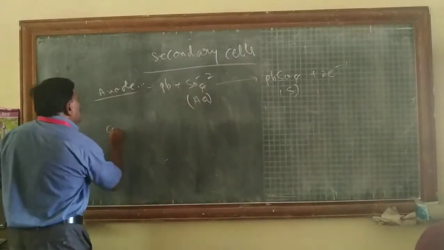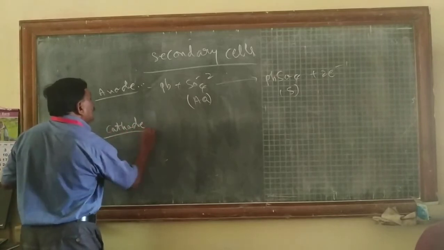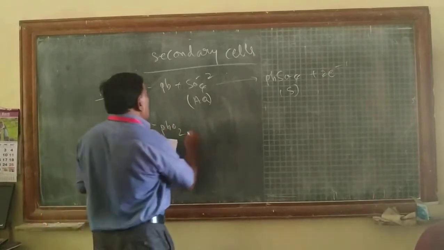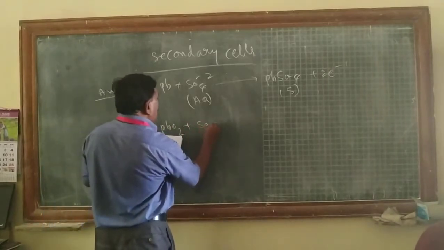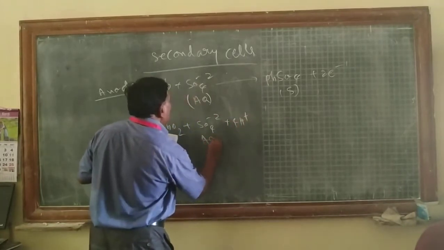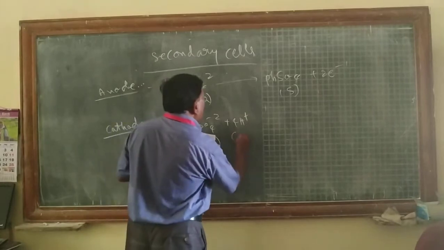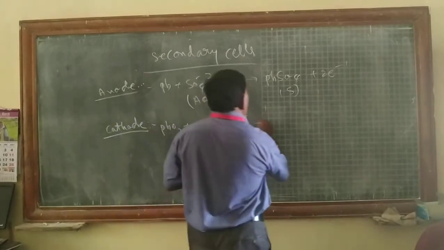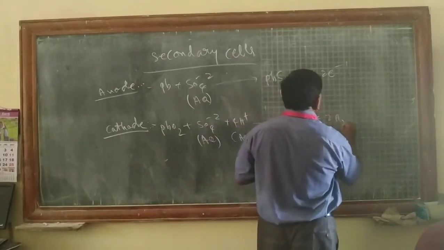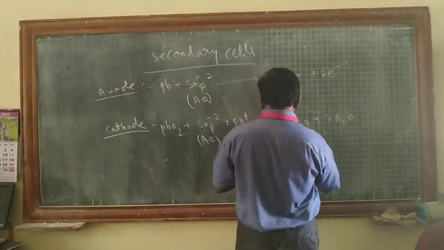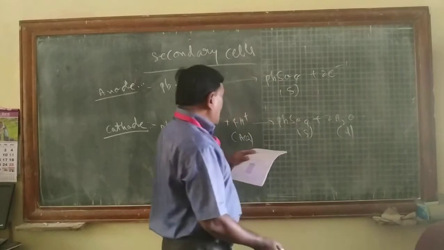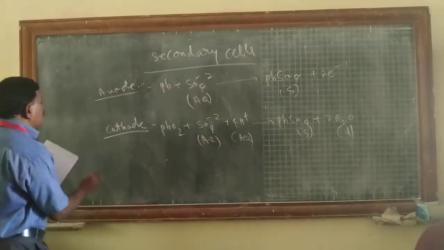Then at the cathode, the reaction occurs: lead oxide plus SO4 2- plus 4H+, with the sulfate aqueous and the water also aqueous, forms lead sulfate plus 2H2O liberated. So this is the solid and this is a liquid.